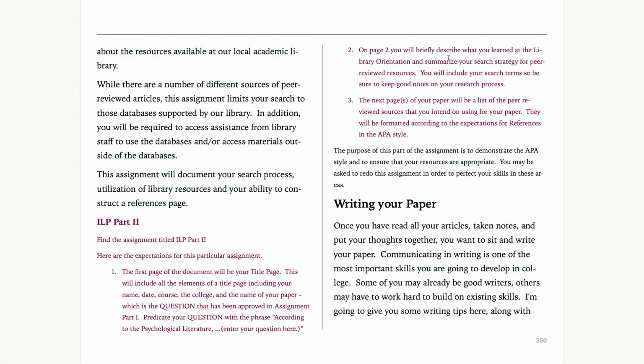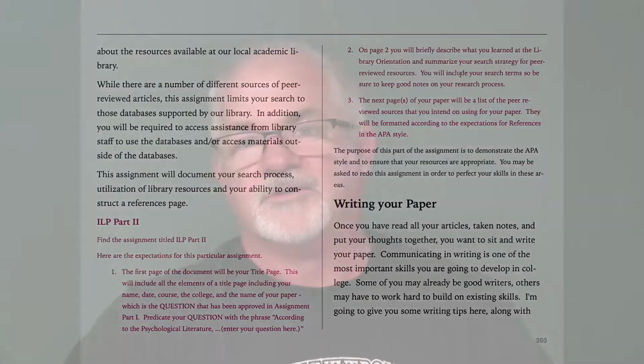in the middle, rather than your paper, page 2, as indicated in here, you will briefly describe what you learned at the library orientation or one-on-one session that you did with the librarian and summarize your search strategy. So you not only have to search to find these peer-reviewed articles, you have to actually document the way in which you searched. What terms did you use? What help did you get from the library? How did you bring that all together so you could get the final set of resources that you're going to use to write your paper.